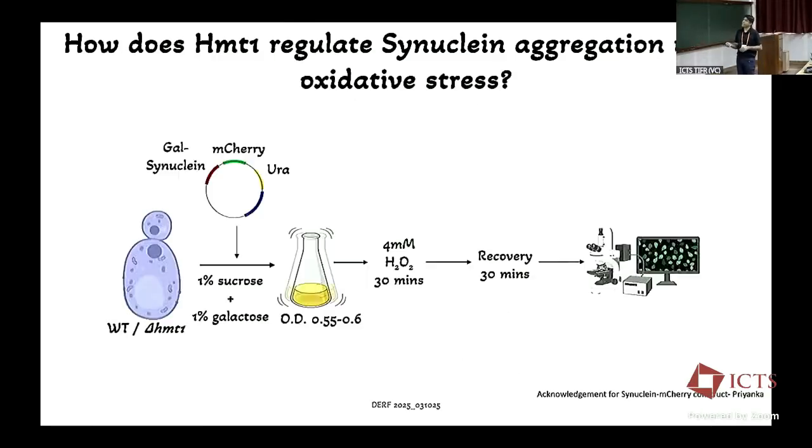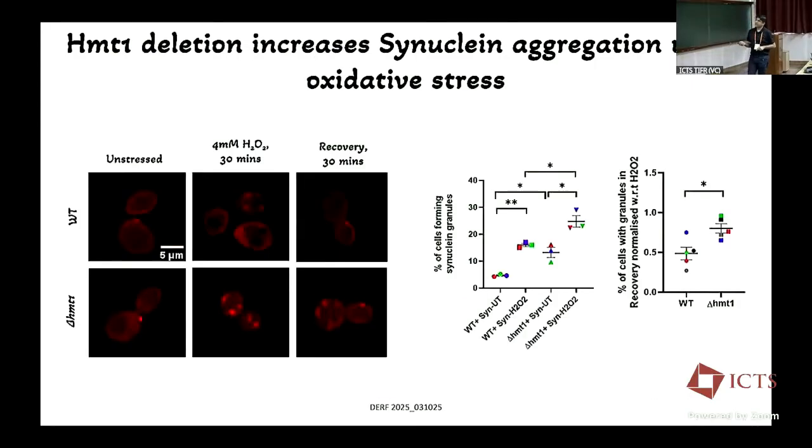Does it happen in response to oxidative stress? Because remember, that was the key part, right? It comes to the cytoplasm in response to oxidative stress. So she looks at H2O2 stress, recovery, and then live cell imaging. I'm not sure how much you are able to see here, but the idea is that in the absence of stress, it aggregates more, which is what I just showed you. But in response to stress, also there is more aggregation visible in the absence of HMT1.